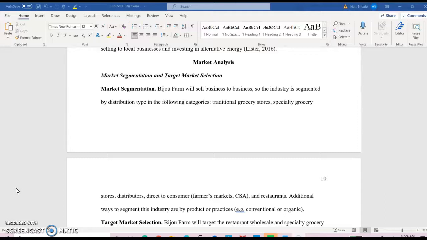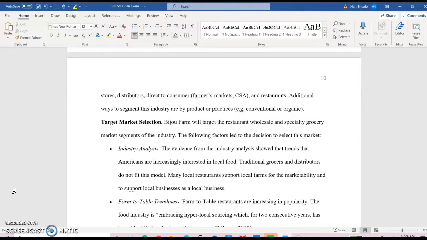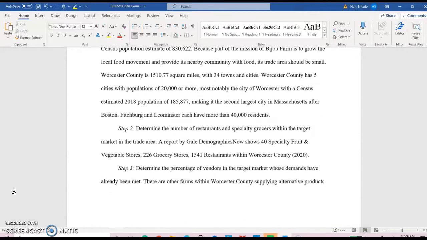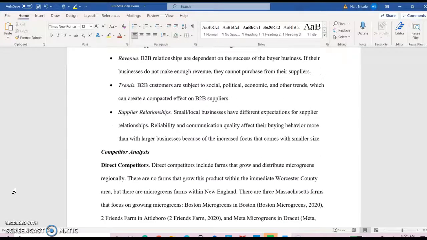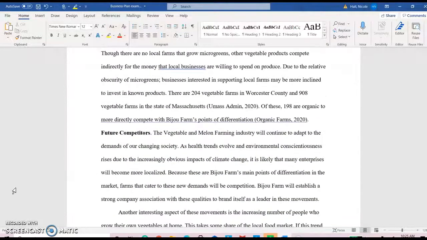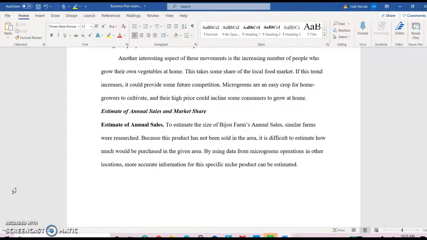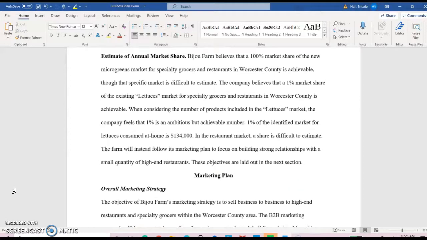So in this section, you really want to answer the 5 W's: who, what, where, when, and why. So you're going to begin with a market segmentation, then the target market selection, the target market size, buyer behavior. Then you're going to move into competitor analysis, and you're going to talk about both direct competitors and indirect competitors. And then you're going to discuss any future competitors if applicable, and you're going to include the estimate of annual sales and the estimate of annual market share.